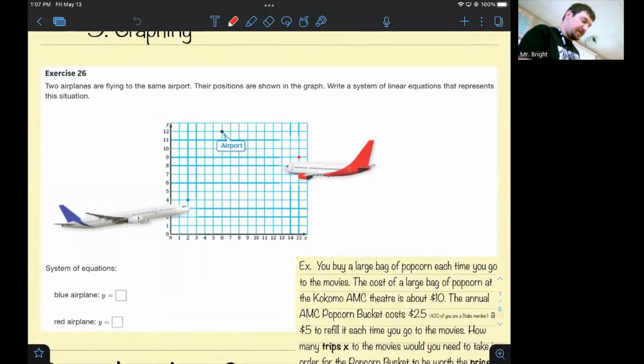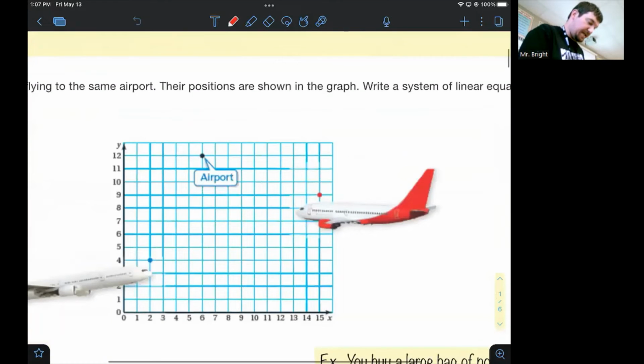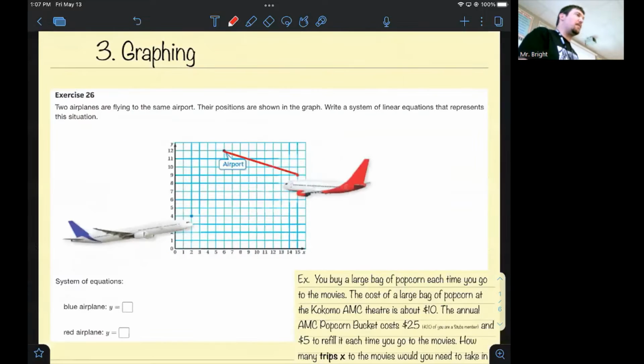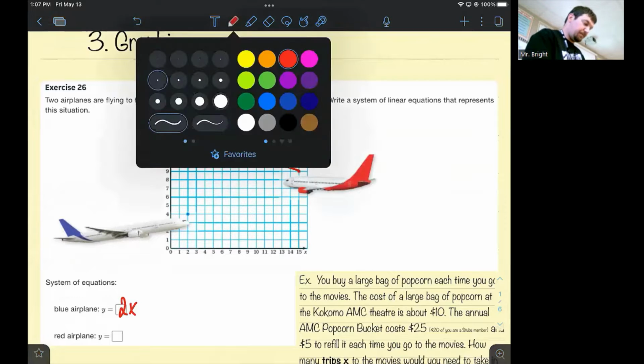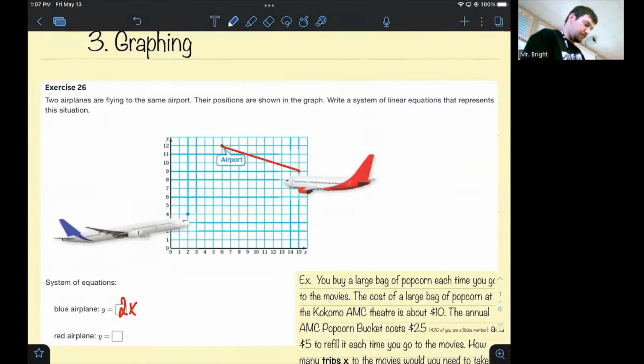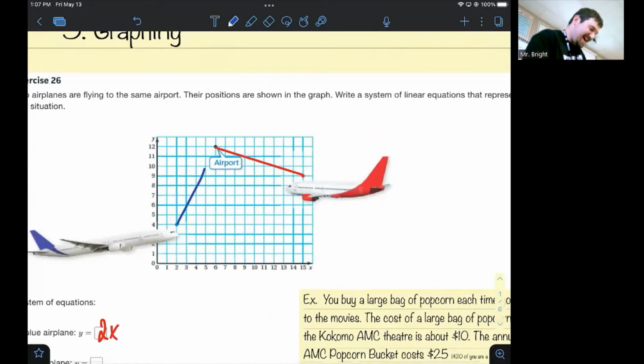Number 26 was just asked about, but again, we drew a line that connected these 2 points and wrote what it was in slope-intercept form. Who remembers what it was? We just wrote it down. What was it, Lizzie? Wait, I think you're thinking the blue airplane. I did, yes. So the blue airplane, you're right. I went out of order, didn't I?